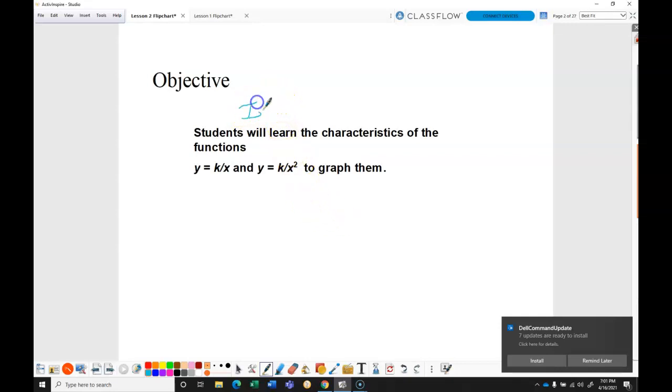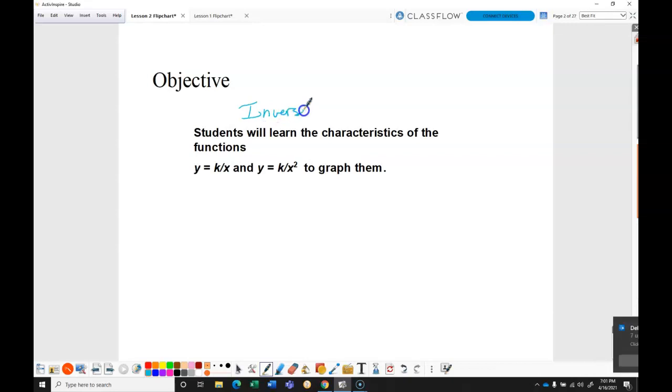We're looking at inverse functions. Okay, and what that means is you'll notice these two down here. These are our parent functions of them. In both of them, our variable x is in the denominator. This is y equals some number over x to the first power, and this is y equals some number over x squared. Okay, and we're going to look at those two equations and the graphs of them and talk about all their characteristics that go with it.